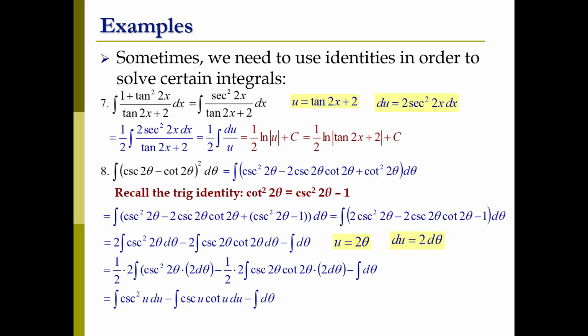If you antidifferentiate, we get negative cotangent u plus cosecant u minus theta plus c. And then once again, just substituting our u back in, we'll end up with negative cotangent 2 theta plus cosecant 2 theta minus theta plus c.